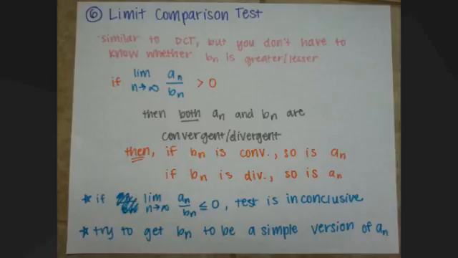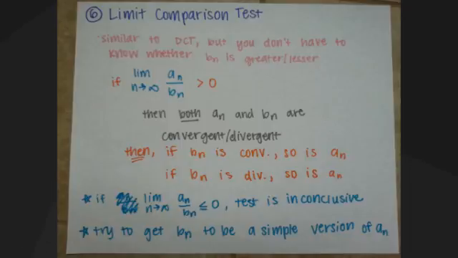Next, let's take a look at the limit comparison test. This one's similar to the direct comparison test, except this time you don't have to know whether b sub n is less than or greater than a sub n. First of all, we have to find our b sub n. It should be very roughly a simplified version of a sub n. For example, if my a sub n is x squared over root 1 plus n, your b sub n should be the square root of n.